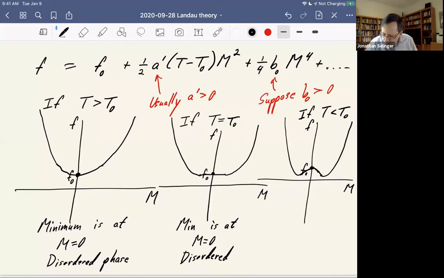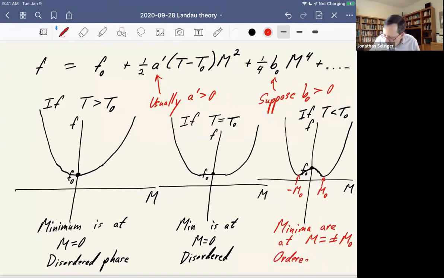And we get a function with this kind of shape. And now we can say the minima are not at 0. The minima are there and there. We could call it positive and negative m0. So the minima are at m equals plus or minus m0. And now there is an ordered phase.